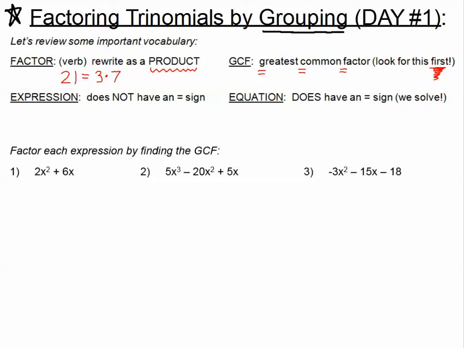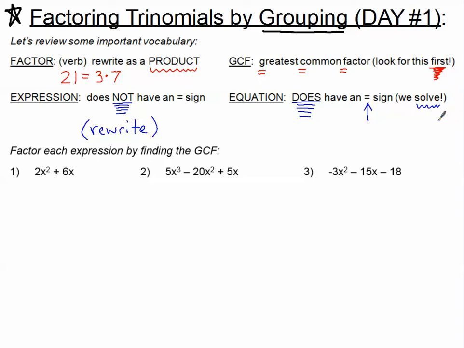Another important thing to note in the next few tutorials is the difference between an expression and an equation. An expression does not have an equal sign. All of the problems that we're looking at today are expressions because there are no equal signs. All we can do with an expression is rewrite it into some other form. Today we're going to be rewriting these expressions into factored form. As opposed to an equation, which does have an equal sign. And when there's an equal sign, that means that we can solve it. But that's for a later tutorial.